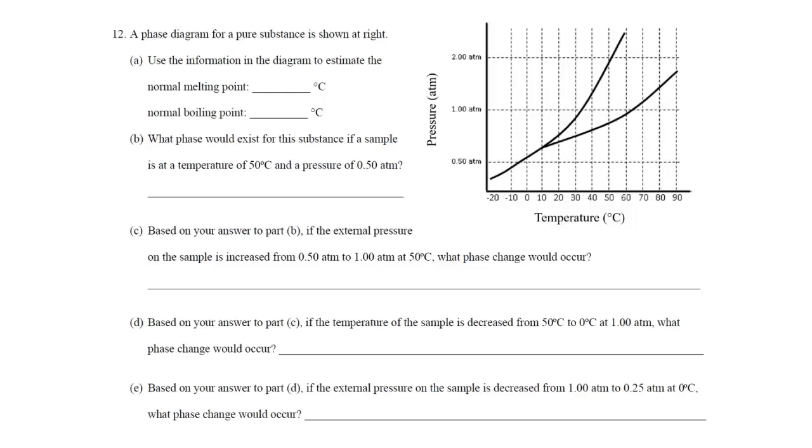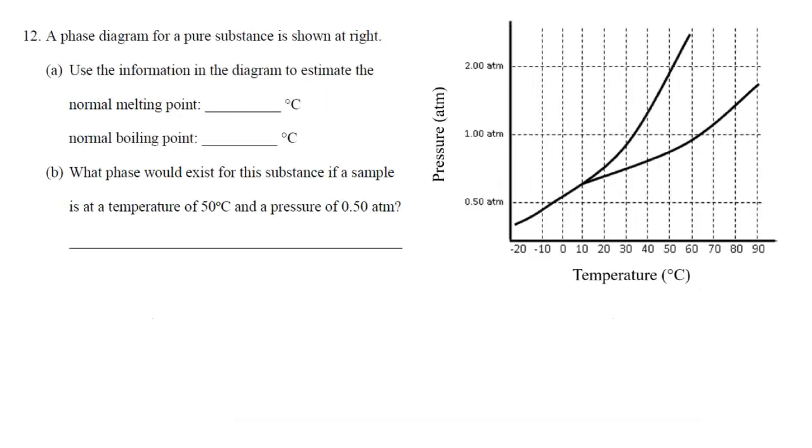So in question 12, it says, a phase diagram for a pure substance is shown at right. And in part A, it says to use the information in the diagram to estimate the normal melting point and the normal boiling point. The first thing we're going to do is label the different regions of this phase diagram as solid, liquid, and gas.